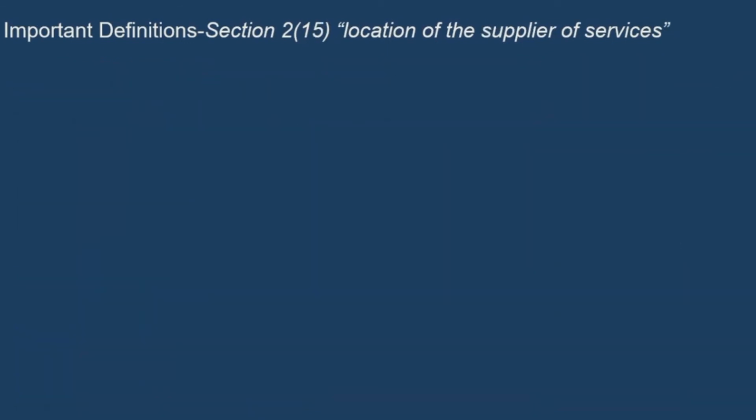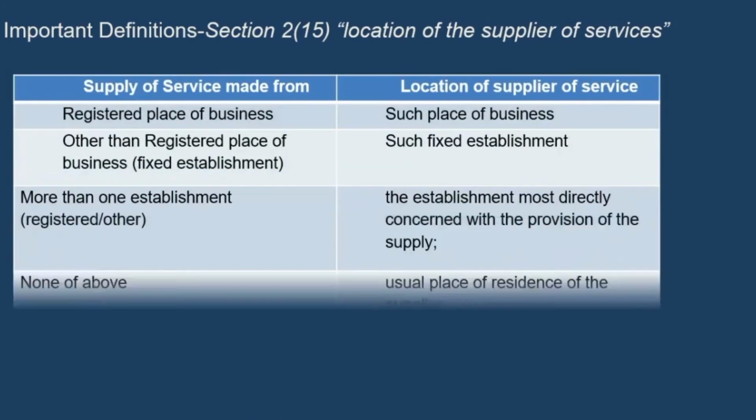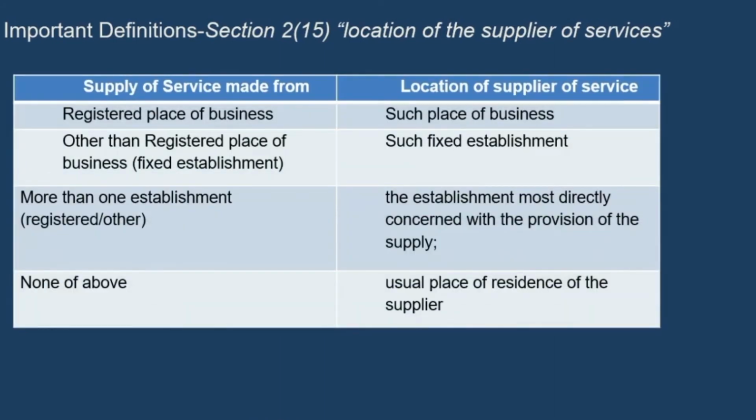Then the definition of location of supplier of services. It is a mirror image of the earlier definition, exactly four parts. Supply of services made from registered place of business, then such place of business. Other than registered place of business, then such fixed establishment. More than one establishment, the establishment most directly concerned with the provision of supply. And none of the above, usual place of residence of supplier. So you can see all four clauses are exactly similar to the location of receiver of services.